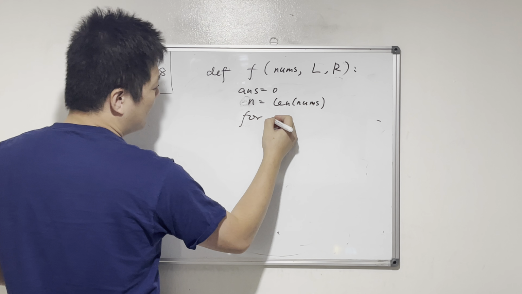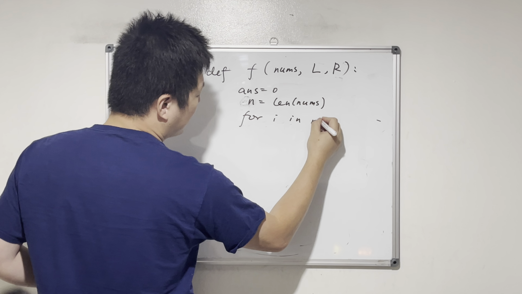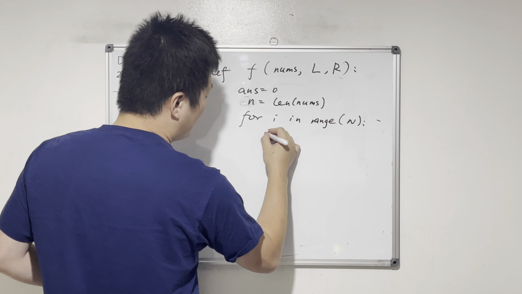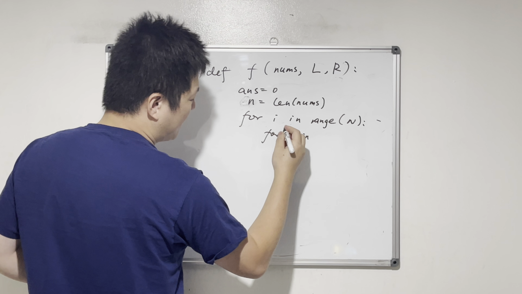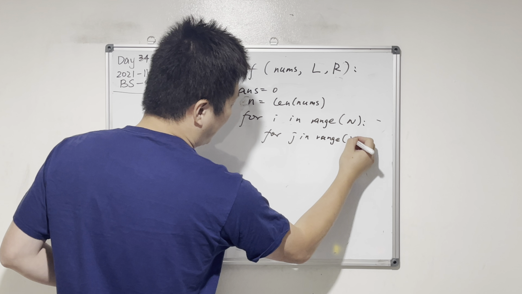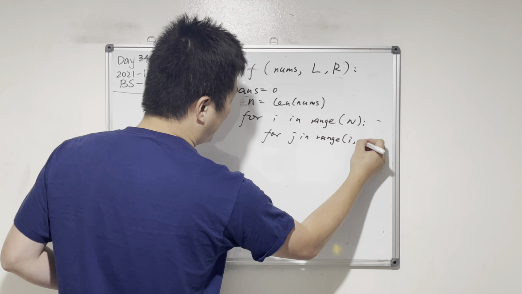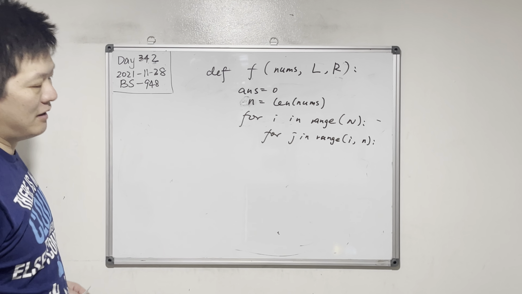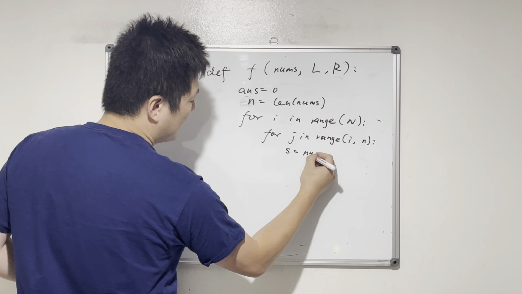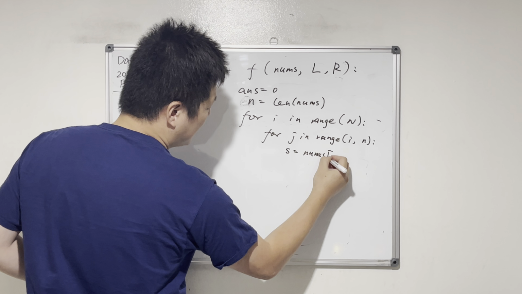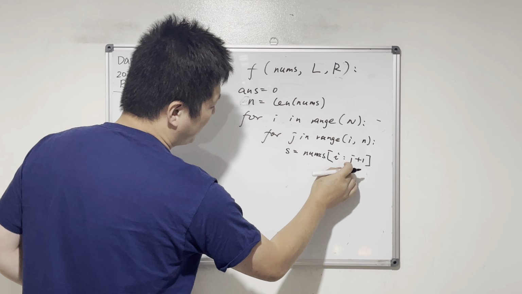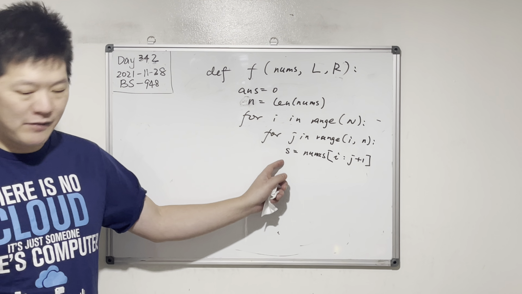For i in range n. And then for j, basically we are brute forcing the left and right, and the left and right could be the same. So we start with i, and then up to n, right? And then the sublist. What's the sublist? S equals nums, starting with i up to j plus 1, inclusive, because up to j plus 1 means i to j inclusive. This is the sublist, right?